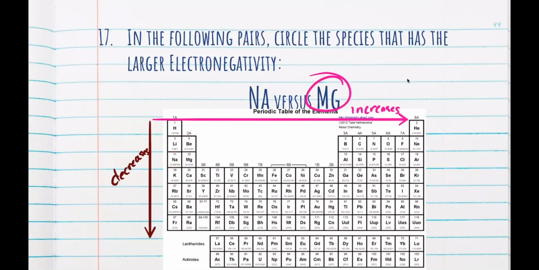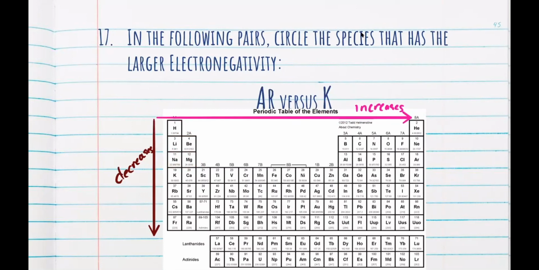On to the next one. For our next one, we have argon and potassium. So argon is here, potassium is here. Remember that argon is a noble gas, so it's not going to want to hunt for another electron. So in this case, potassium is our winner for larger electronegativity.